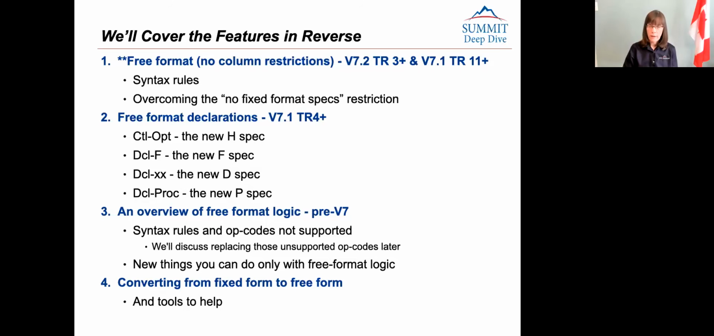So we're going to start talking about star free. That's also one of the easiest in terms of the rules. Pretty cut and dried rules in that case. We'll talk about that one, the star free, no column restrictions first. We're then going to move into the free format declarations, which came in 7.1. And then at the end, I'm going to do a fairly quick overview of free format logic. And that is the stuff that we had prior to version 7.